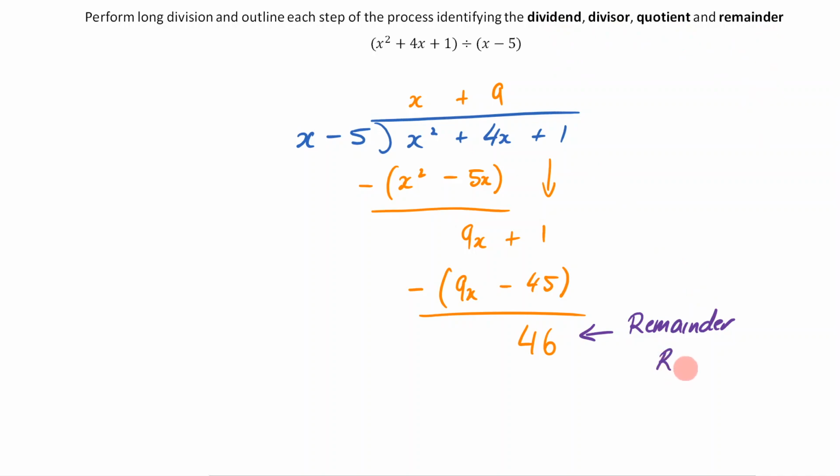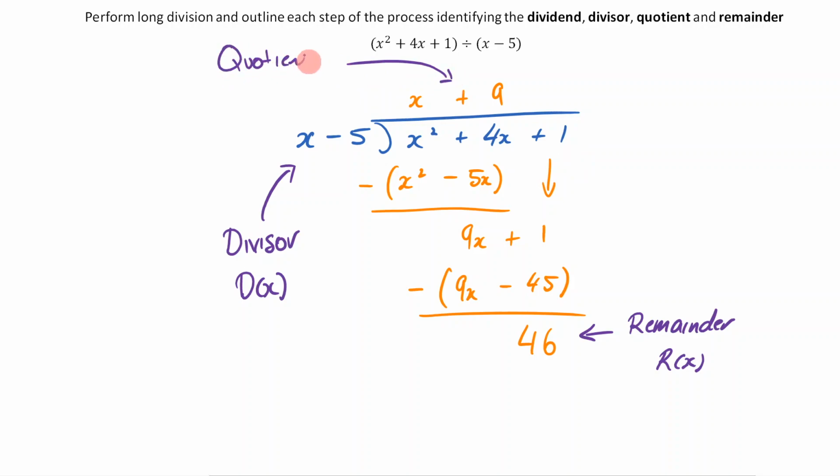So here we would call this r of x, because remainder, r of x. Then we've got our divisor, and we call it d of x. We've got our answer, which is our quotient, and you guessed it, we call this one q of x, just as a shorthand. And then we have our dividend.